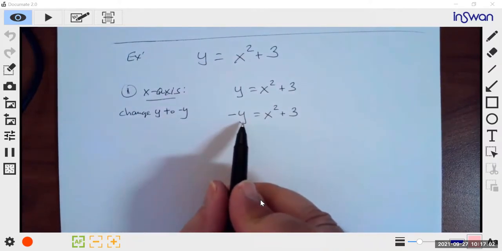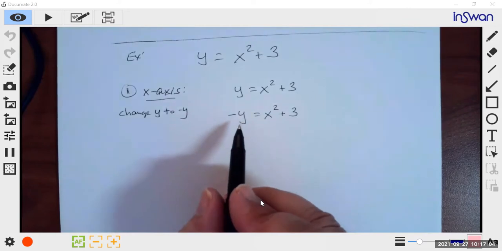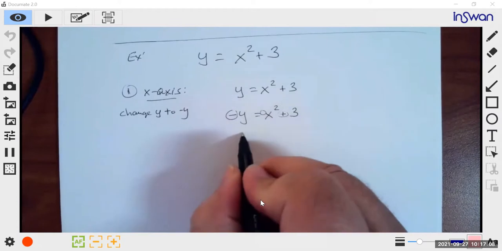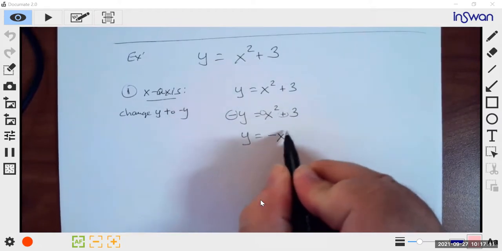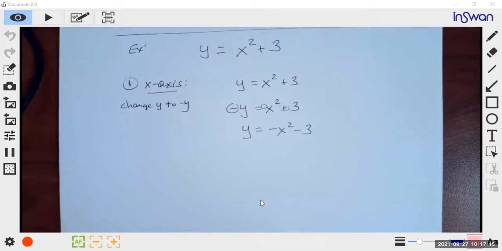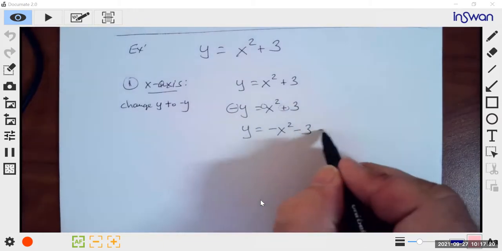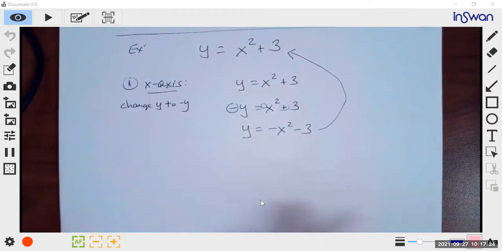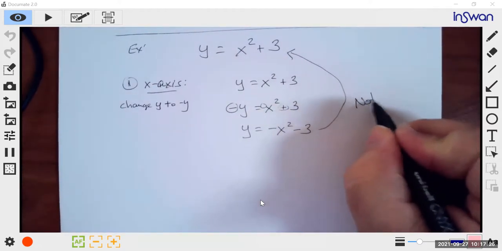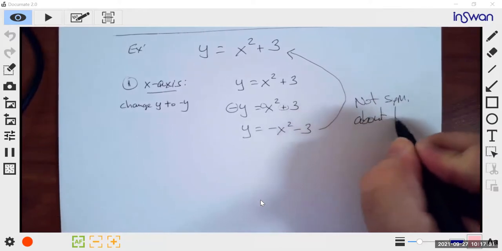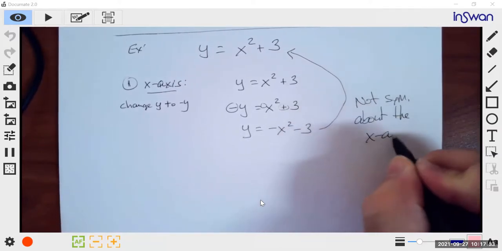How do we get y by itself? What do I have to get rid of? The negative sign. So we have to change all of their signs. So y equals negative x squared minus 3. Do these look the same? Nope. So not symmetric about the x-axis.